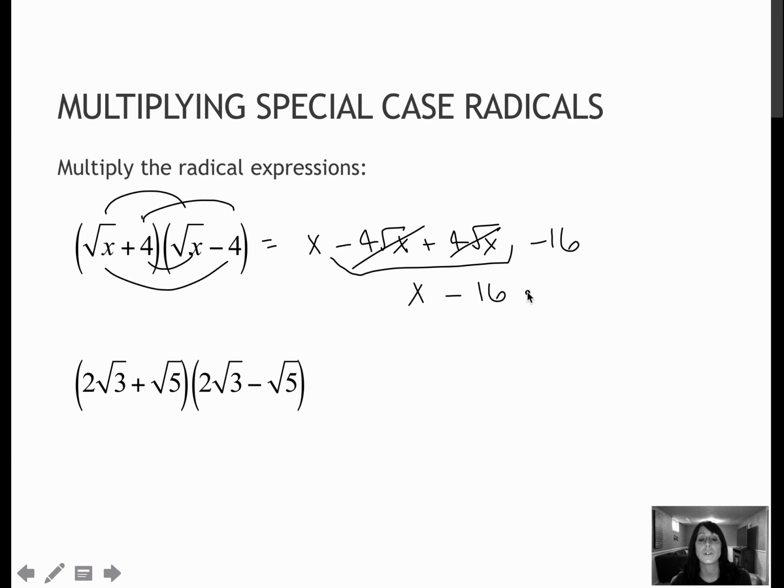So the difference of squares pattern says square the first one, and then put a minus sign in between, and square the last one. So again, notice that's because they have the same values added and subtracted. So if I square the first term, that would give me 4 times 3, which is 12. And if I square the last term, that would give me 5. And then, of course, 12 minus 5 is 7, so that's my final answer.